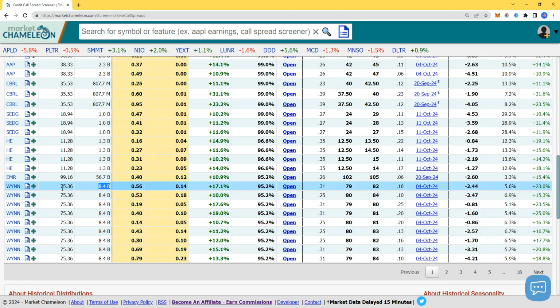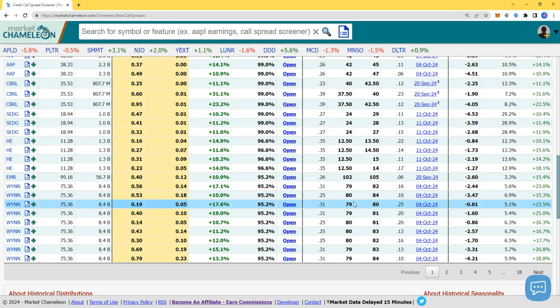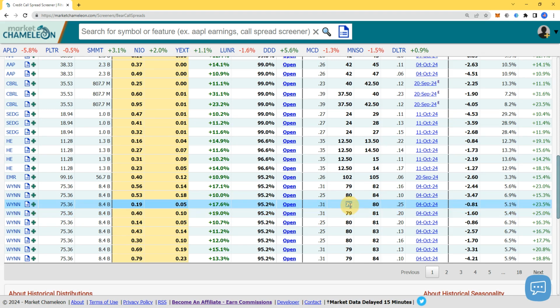The price is 75, and you got sell the 79, buy the 82, sell the 80, buy the 84. So if you are bearish on Wynn, but you can also have 3 ways to win. As I said, if the price stays 75, you win. If the price goes down, you win. If the price goes up all the way, for example, for this one, 79.80, all the way up to 79 by October 4, if let's say it closes 78.99, you still win.